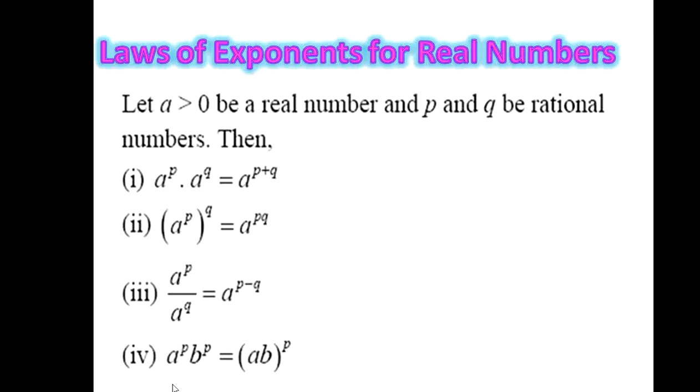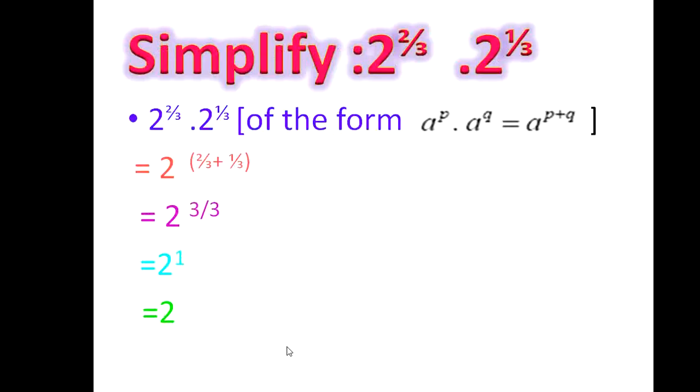Okay. Then the fourth identity law is a to the power of p into b to the power of p. Here the real numbers are different. a is one real number and b is a different real number, but the power is the same rational number. So you can take it as a into b the whole power p. You are going to multiply the two real numbers to the power of the rational number. Okay. So moving to the example problems.